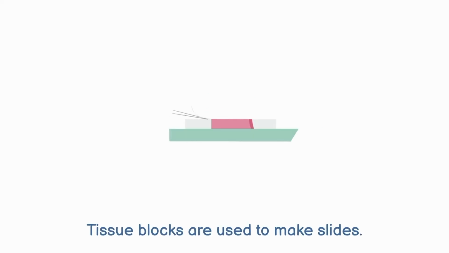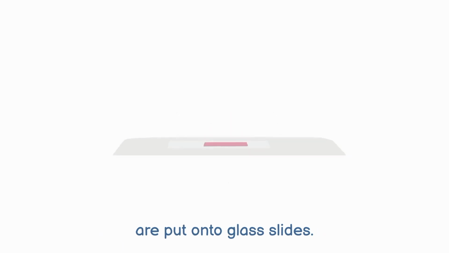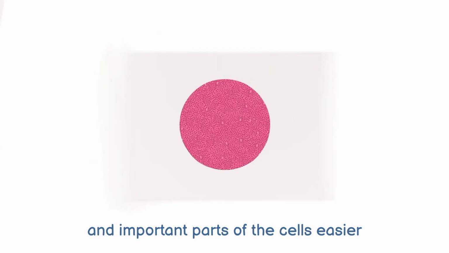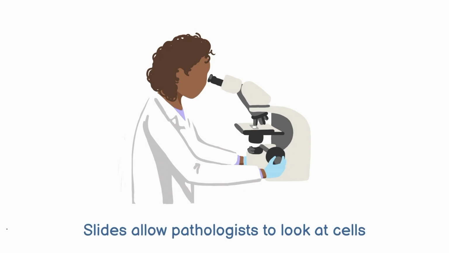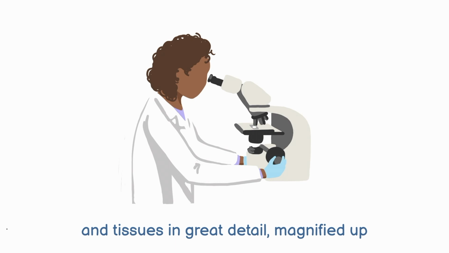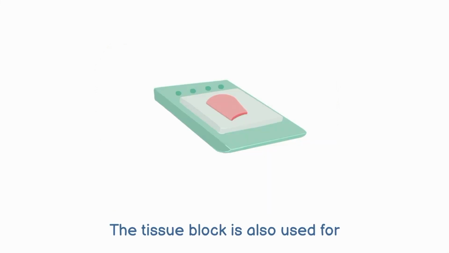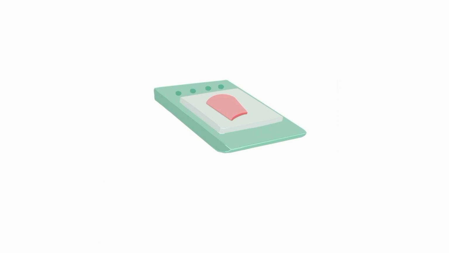Tissue blocks are used to make slides. Very thin slices from the tissue block are put onto glass slides. Coloured dyes are added to make different and important parts of the cells easier to see down the microscope. Slides allow pathologists to look at cells and tissues in great detail, magnified up to 1,000 times their actual size. The tissue block is also used for any further tests such as genetic testing.